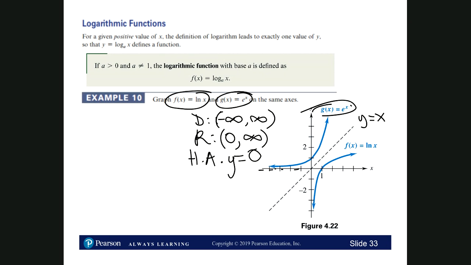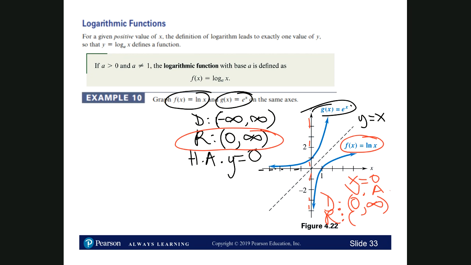For logarithmic functions, in this case natural log of x, we have a vertical asymptote, which is the y-axis, or the line x equals 0. That is the vertical asymptote. We also know that the domain is going to be the range of the exponential, so it's 0 to infinity. And the range is going to be the domain of the exponential function. Because since they're inverse functions, their domain and range are interchanged.